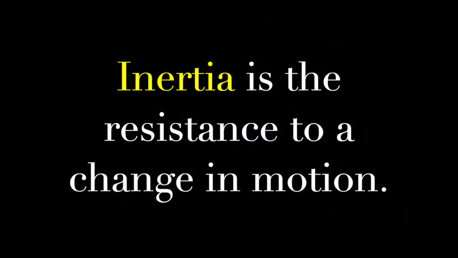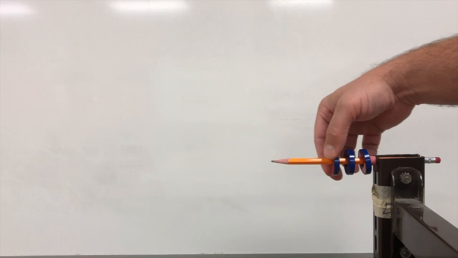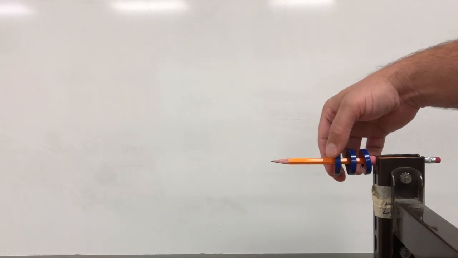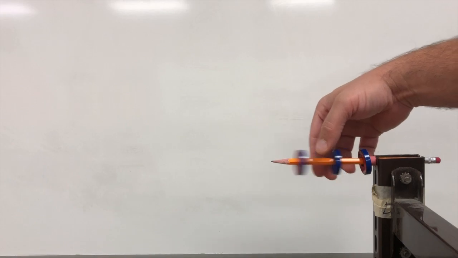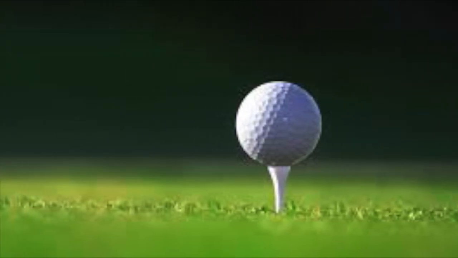That brings us to inertia. Inertia is the resistance to change in motion. What inertia means is that an object will resist change. If it's in motion, it will want to stay moving in a straight line unless acted upon by an outside force. But an object that's at rest will remain at rest unless acted upon by an unbalanced force.